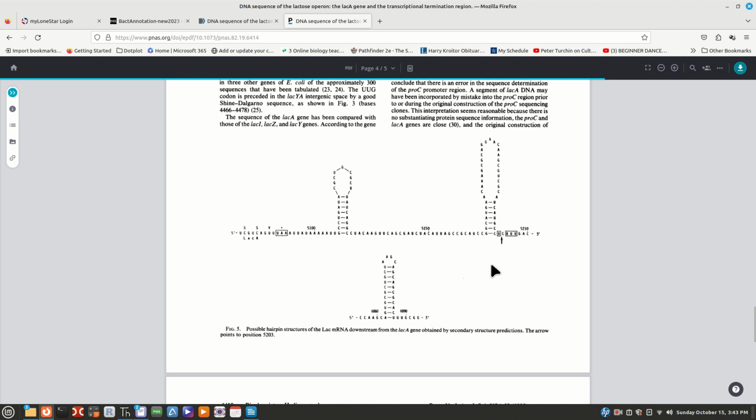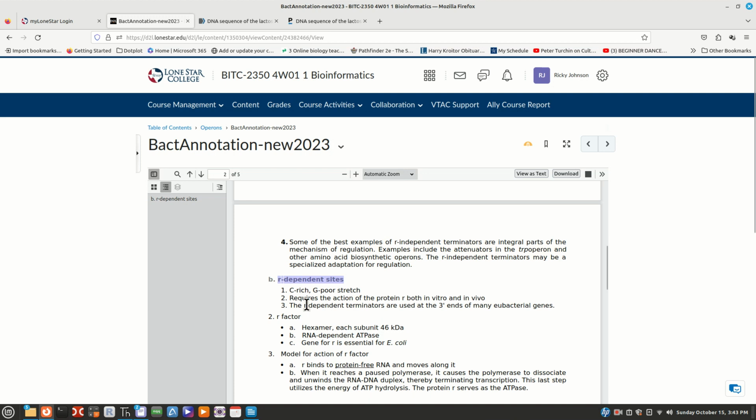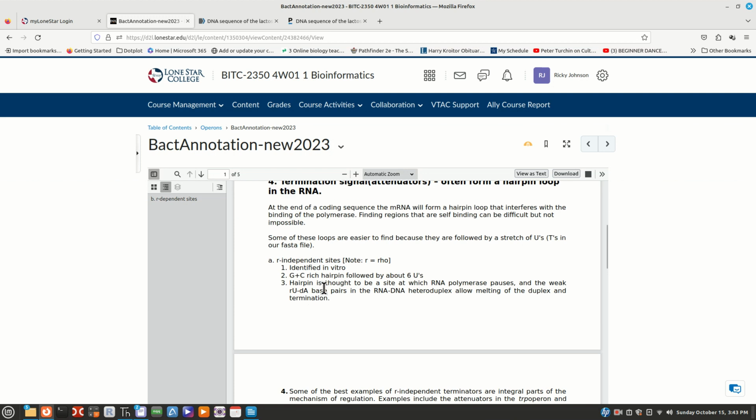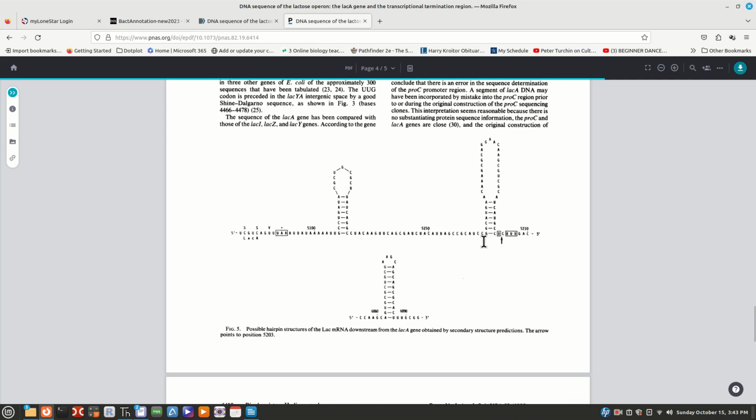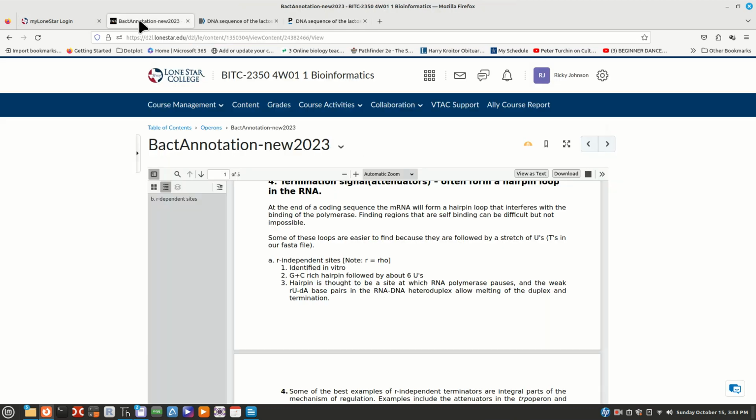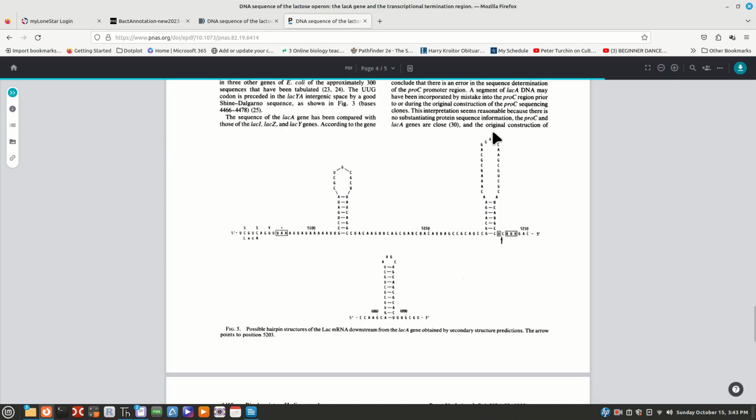So this would be our rho independent terminator. Let's go back. Which one has the U's at the end? Right here, that would be your rho independent site that is GC rich. If it's this one, this is the GC rich, and I see G's and C's nearby. Yes, G's and C's up here. So this is the GC rich rho independent site. This would be the one that you would use there.